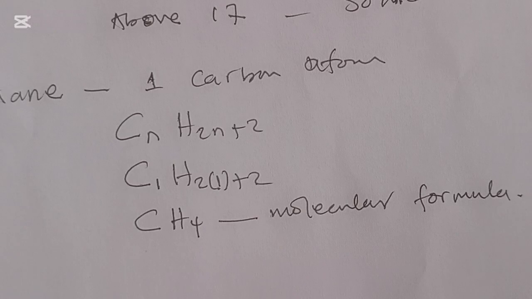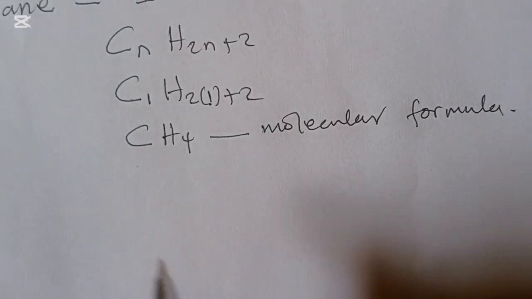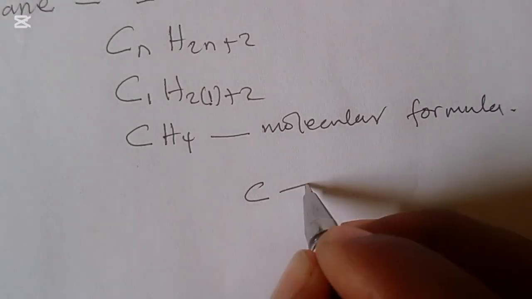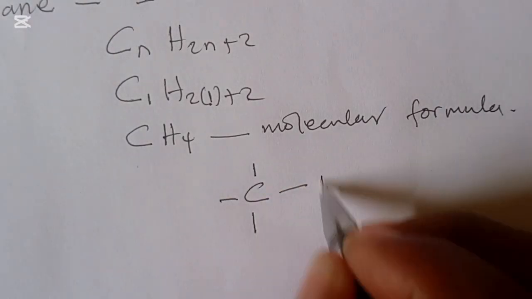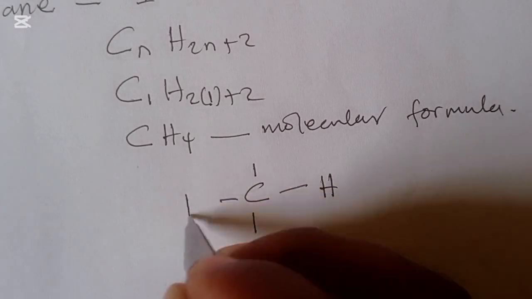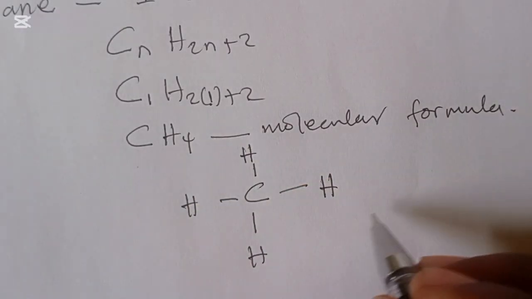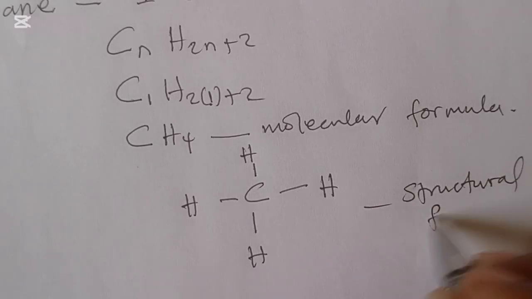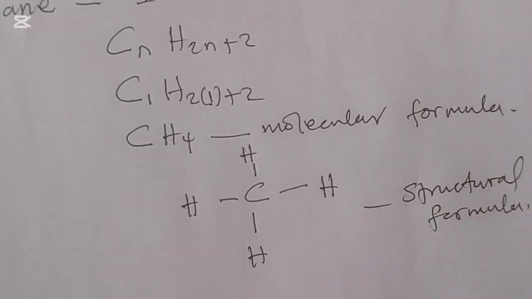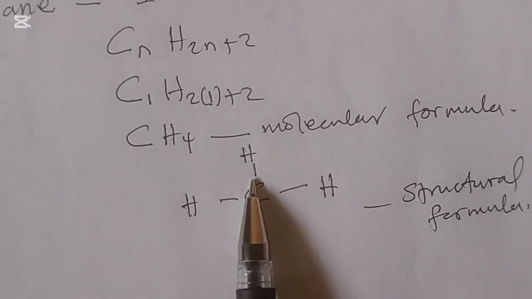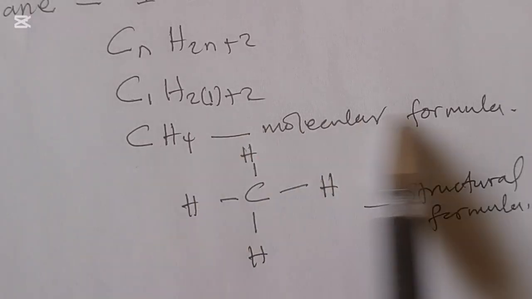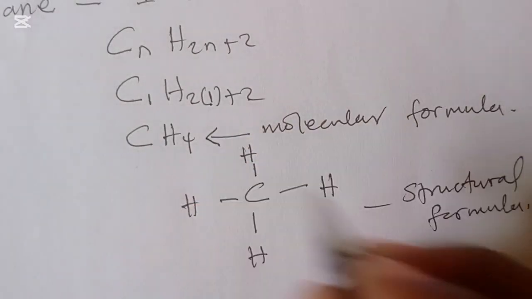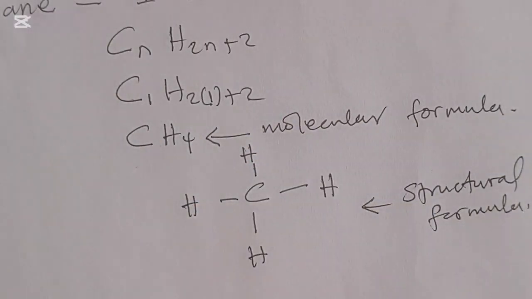But the structure formula, it is going to be like this. So we have 1 carbon atom and we have 4 hydrogen atoms. So this is the structure formula. So if they say the structure formula, this is the structure formula. If they say the molecular formula, this is the molecular formula. That is the way it is.